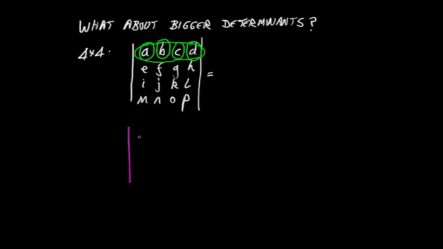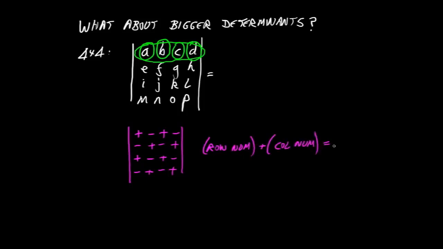So here's our checkerboard or our chessboard pattern of pluses and minuses. Just extend it out now to a 4 by 4. And you can see the rule here is that if the row number plus the column number is an even number, then there's going to be a plus sign. And if it's odd, it's going to be a minus sign. You can confirm that for yourself. Look at this one.